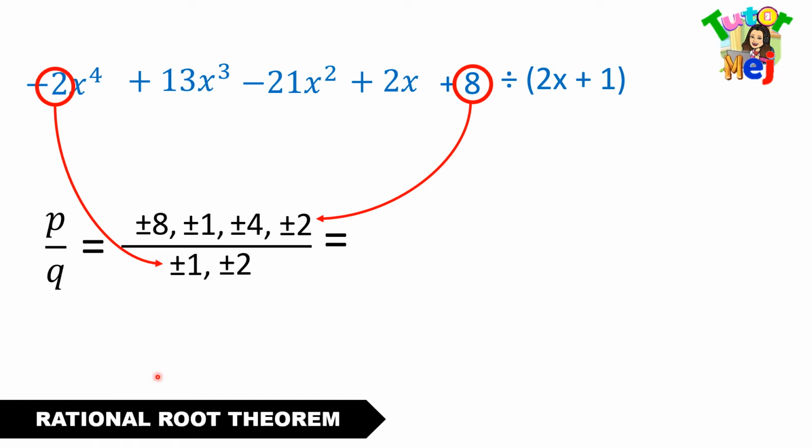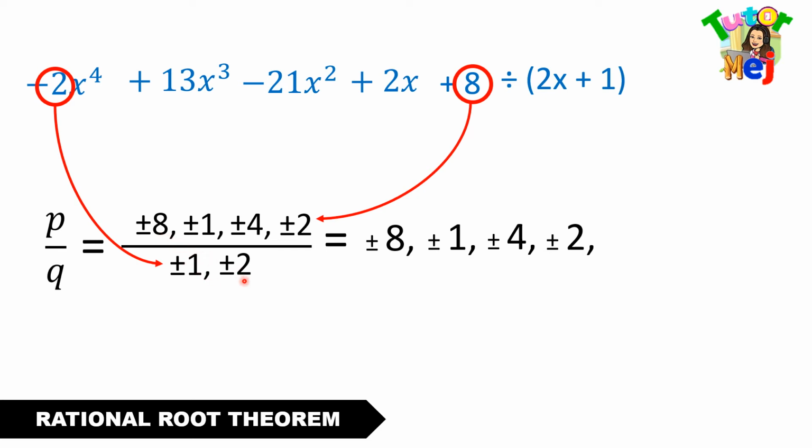So dividing now plus minus 8 over plus minus 1, we got plus minus 8. Plus minus 1 over plus minus 1, we got plus minus 1. Plus minus 4 over plus minus 1, we got plus minus 4. Plus minus 2 over plus minus 1, we got plus minus 2.